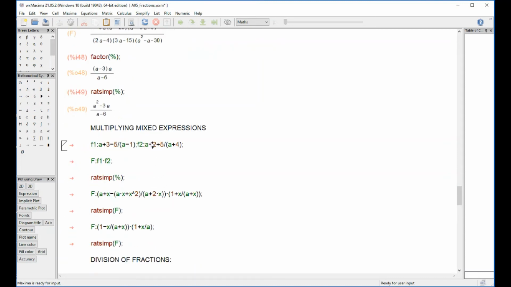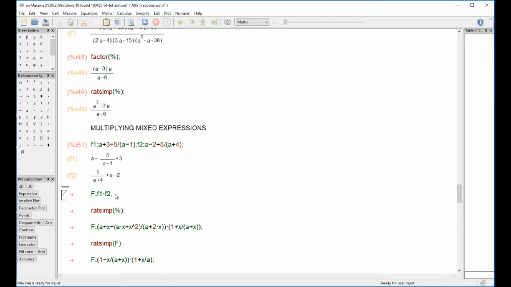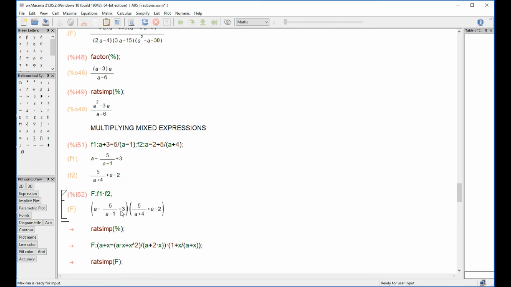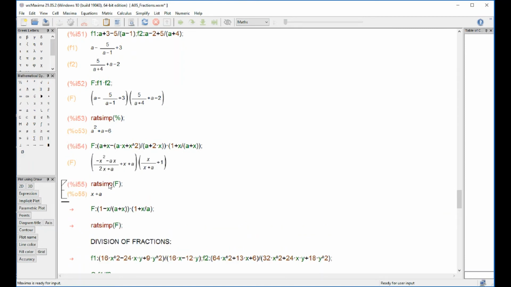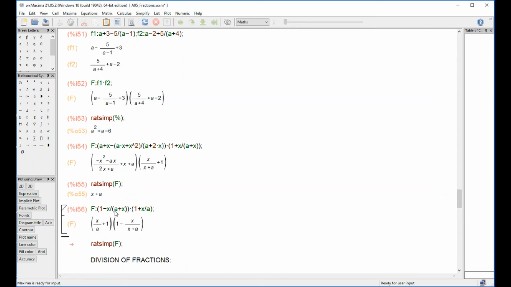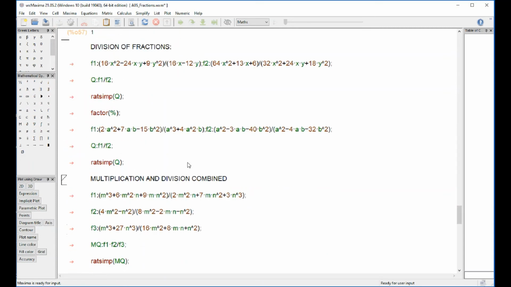Multiplying mixed expressions, we have fractions and polynomials. Multiplying them, simplifying, rat simplification. Here's another case. Rational simplification. Yet another case. Rational simplification. Division of fractions.